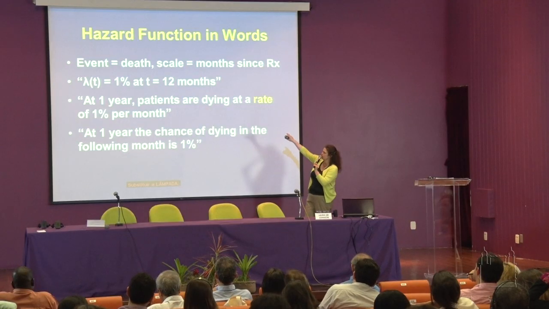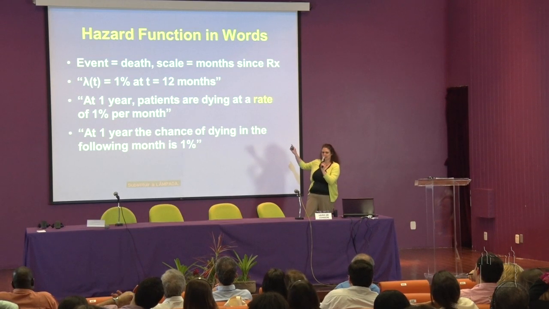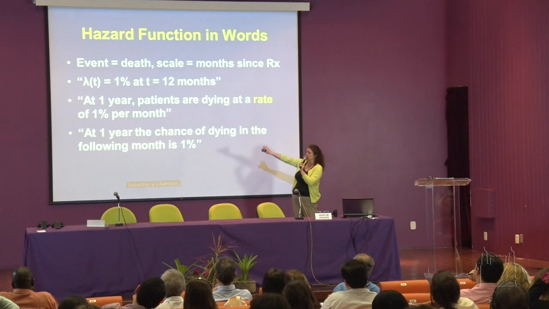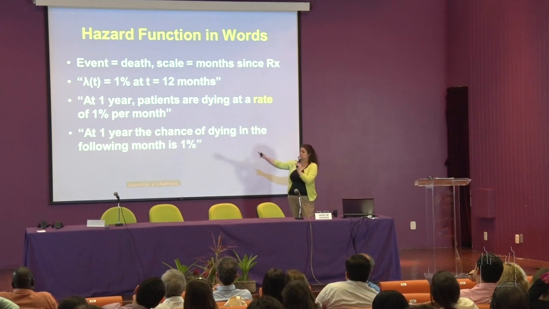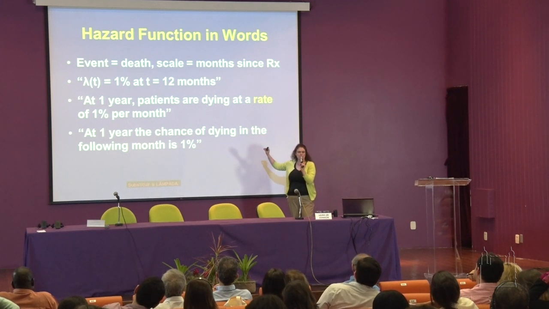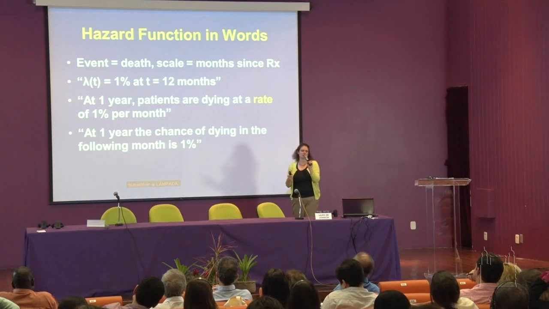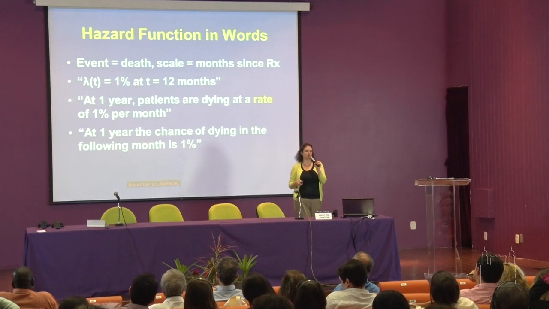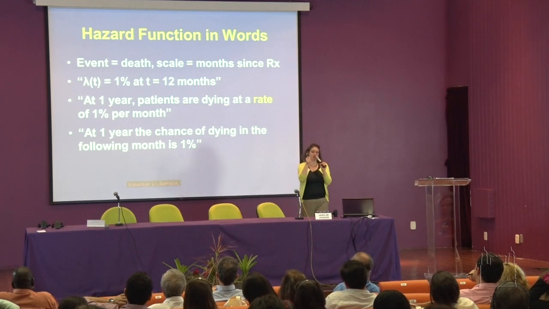The second bullet is what I see in statistics land. The third bullet: at 1 year, so at 12 months, patients are dying at a rate of 1% per month. So at 1 year, the chance of dying in the following month, if you make it to 1 year, is 1%. You have to make it to 1 year first, though. Now the question next is, what is instantaneous?